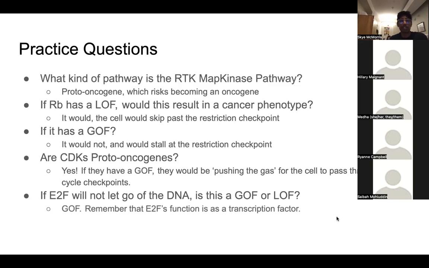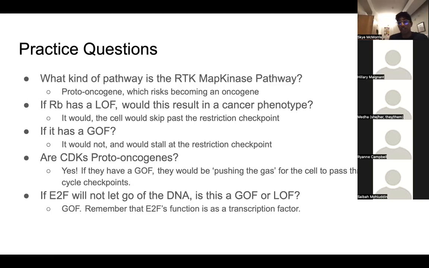Excellent. So remember that E2F's function is as a transcription factor. What it does is it attaches to the DNA, recruits RNA polymerase to come transcribe those genes, and those genes are all necessary for this cell to move forward, right? So regardless of what the function of those genes is, E2F's function is as a transcription factor. The function of E2F is to attach to the DNA and bring in RNA polymerase.